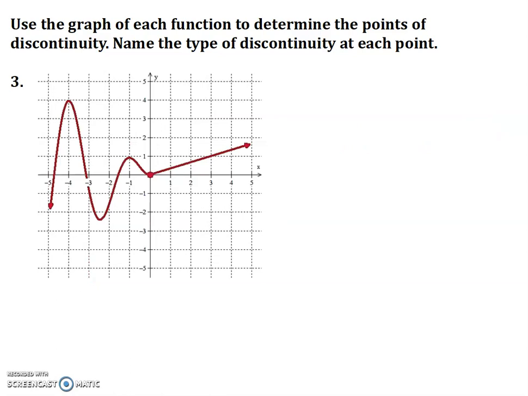And then this last graph that we're going to look at, I can see there's no holes, there's no jumps, there's no asymptotes. So there's no breaks in the graph. I'm able to just trace it without any holes, without any gaps, without any jumps, without any asymptotes. So that just means this is a continuous graph. This graph would have no discontinuity, or you can just say that it's continuous. So no discontinuity and continuous, same thing.